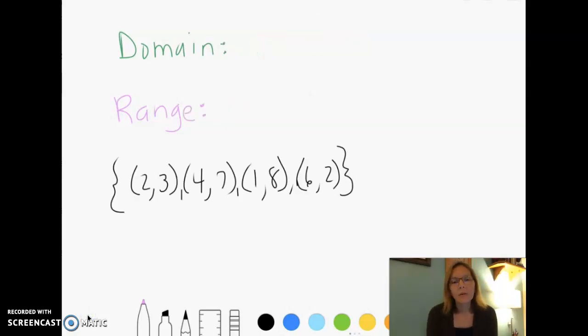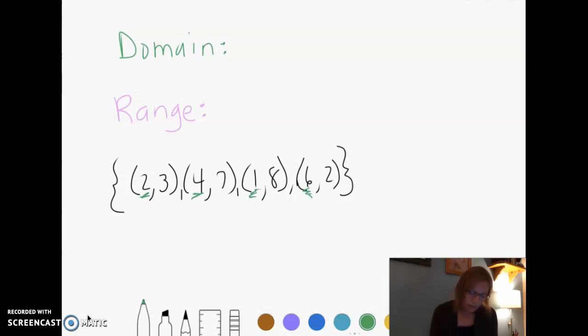Okay, so for the domain, I'm just going to list all the x's together, separated by commas, and using those solution set bars, those little squiggly bars on the ends. So for my domain, I'm looking at x's only.